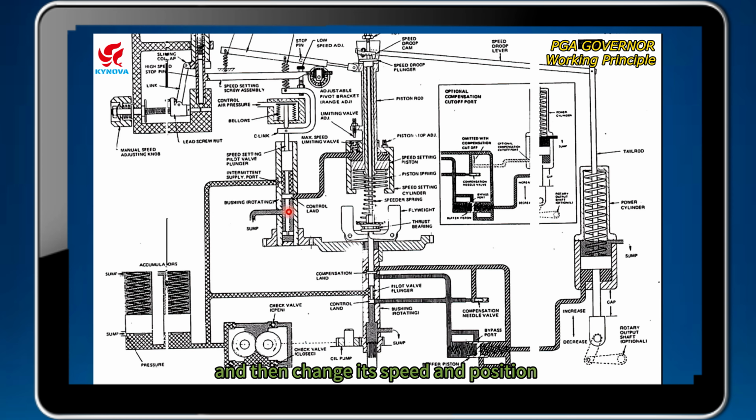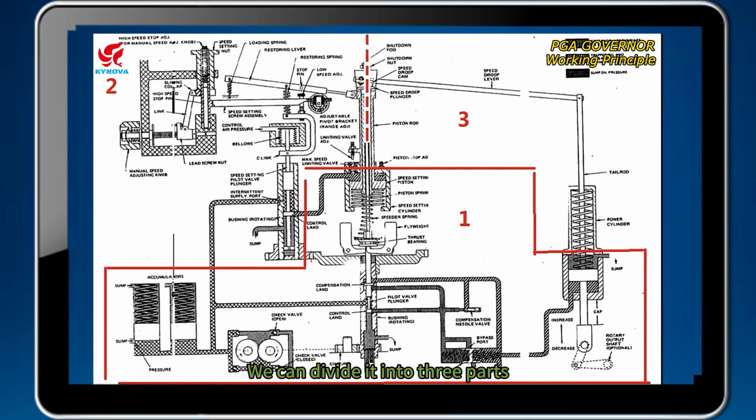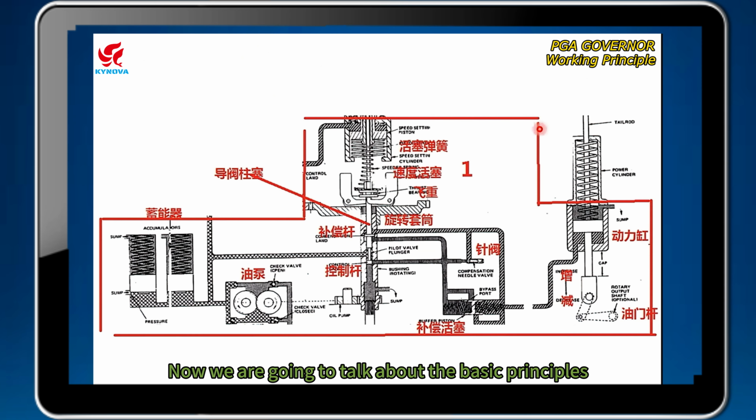And then it changes its speed and position through the air source, which leads to the hydraulic oil entering or exiting the speed setting piston. And here is its speed reduction mechanism, which are the PSG governor basic actuators. We can divide it into 3 parts. Now we are going to talk about the basic principles.